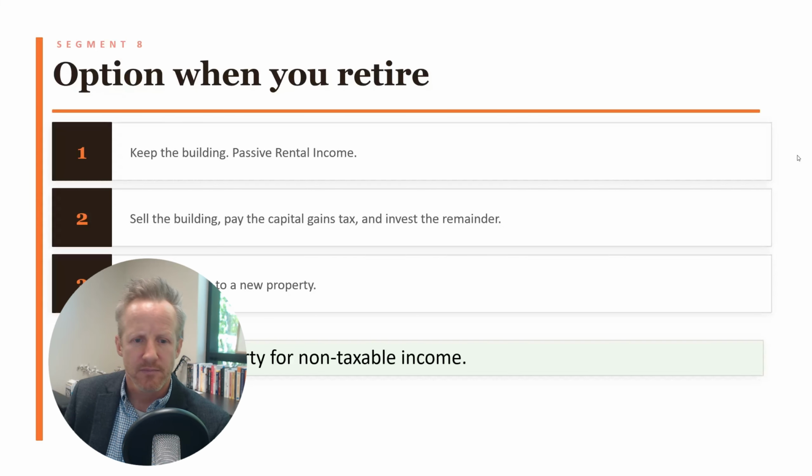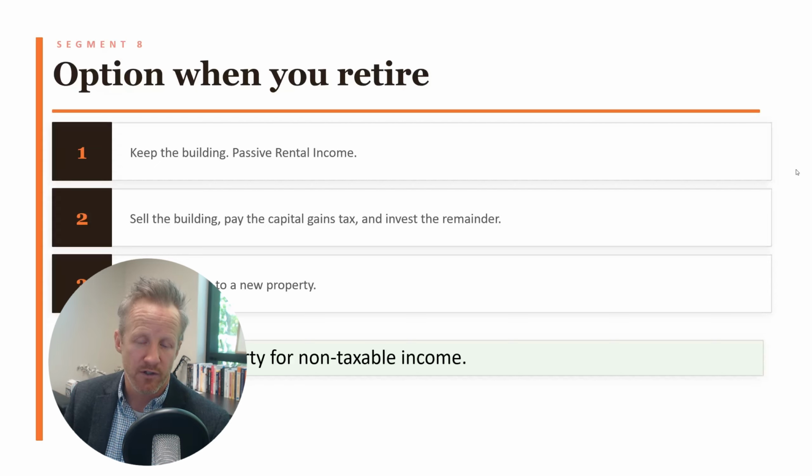Okay, so option two is to sell a building, pay the capital gains tax, and invest the difference. Option number three is you sell a building, but you exchange it into a new property through what's called a 1031 exchange. If you are at all involved in real estate investing, you know exactly what this is. This is real estate investing 101. The 1031 exchange is you sell your building, you take the proceeds, and in a given time period, you put those proceeds 100% down into a new property. Then you don't have to pay taxes.